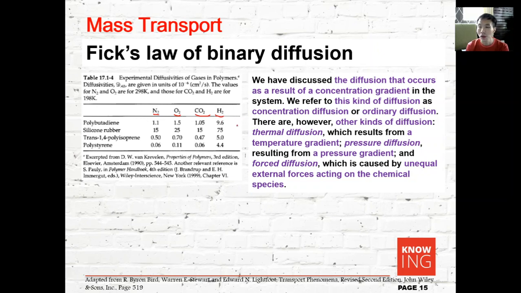The diffusion that we have discussed so far is a result of a concentration gradient in the system, so it is called concentration diffusion or ordinary diffusion. Some other diffusion may arise, such as thermal diffusion, which results from a temperature gradient, pressure diffusion, which comes from a pressure gradient, and also force diffusion, which comes from unequal external forces acting on the chemical species.